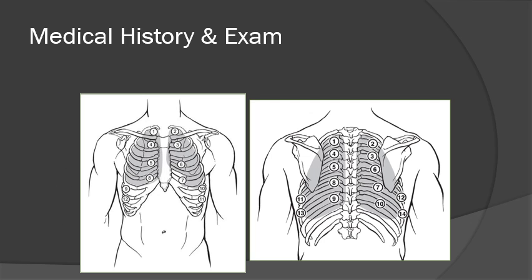So here, and this picture is illustrated in your book, are both the percussion and auscultation points for the anterior and the posterior thorax.